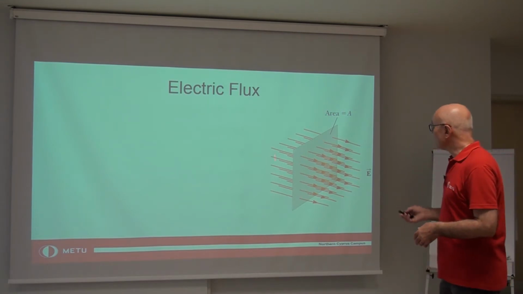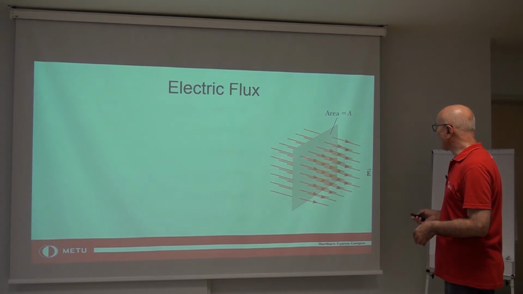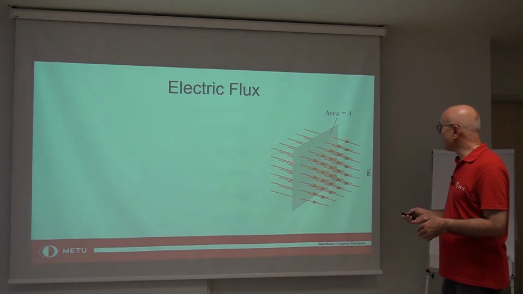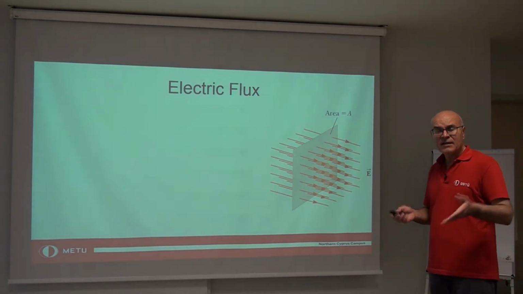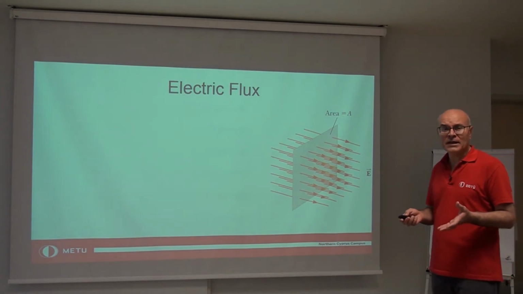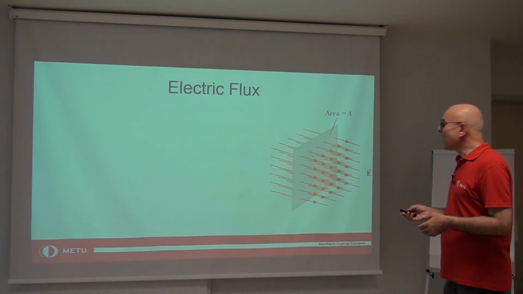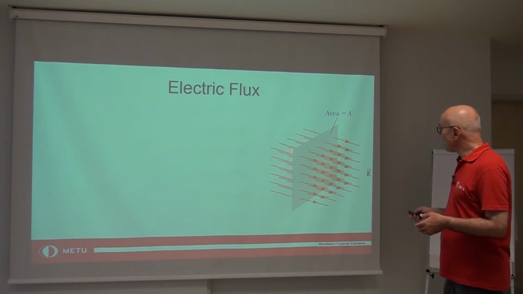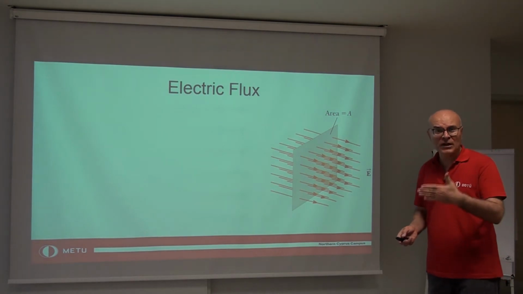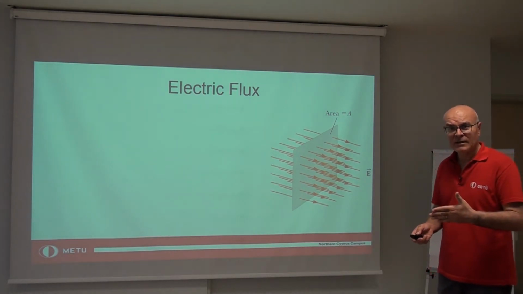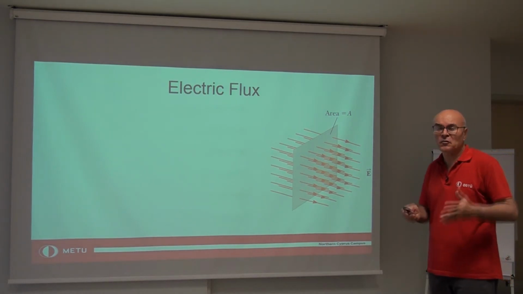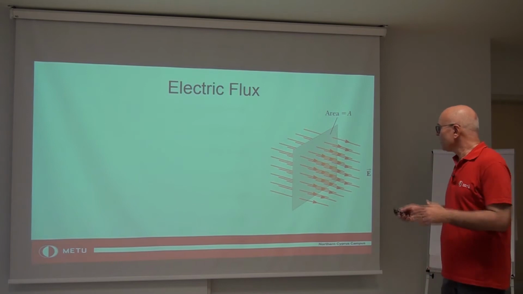Now, here we will assume that I have a uniform electric field. As you can see, the field lines are straight lines, they are parallel, and they are equidistant. Therefore, this is a uniform electric field. Now imagine that you have a surface here that is cutting these electric field lines perpendicular to these lines. This surface need not be a real surface, by the way. You can think of it as an imaginary surface, or it might be a real surface. It doesn't matter.